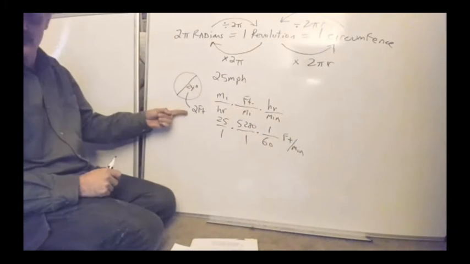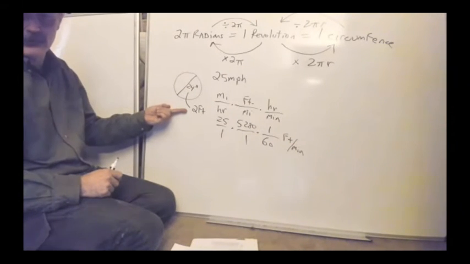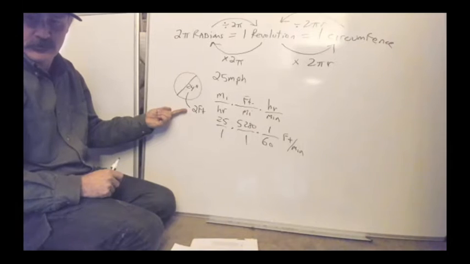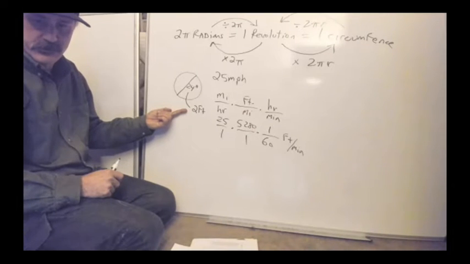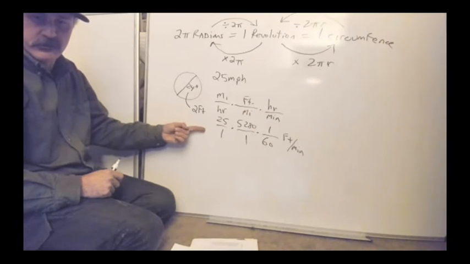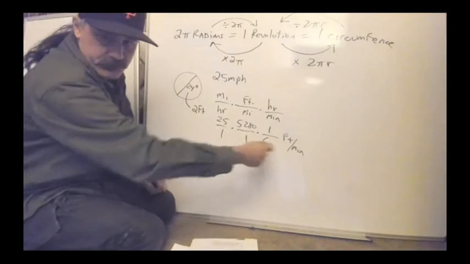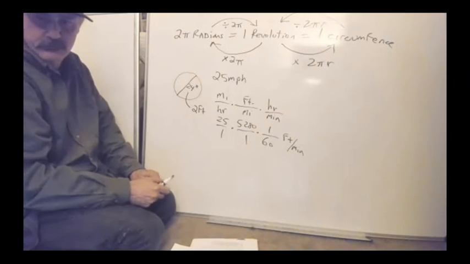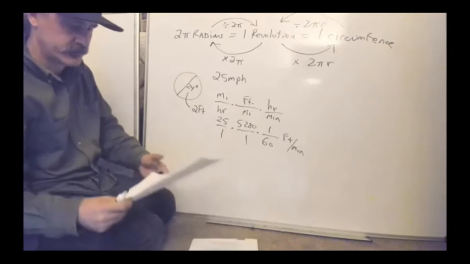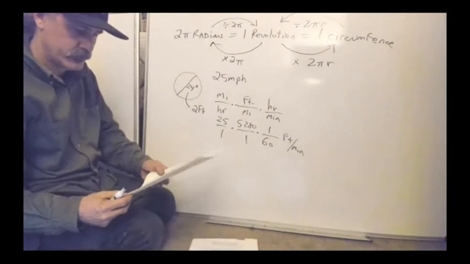So we can use the diameter's unit of feet to determine how many revolutions that is, right? Because what we got is linear velocity. We got distance per time. Right now, we just converted it to feet per minute instead of miles per hour, but it's still linear velocity. It's still distance per time.